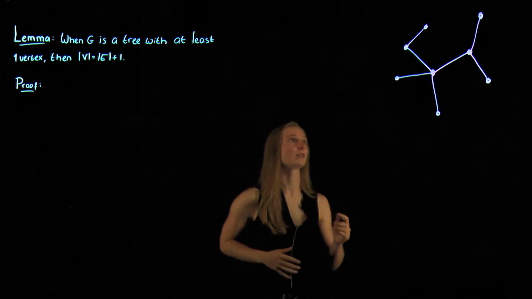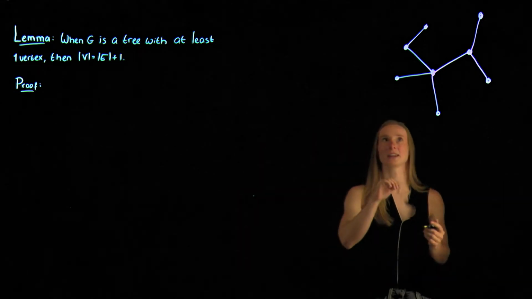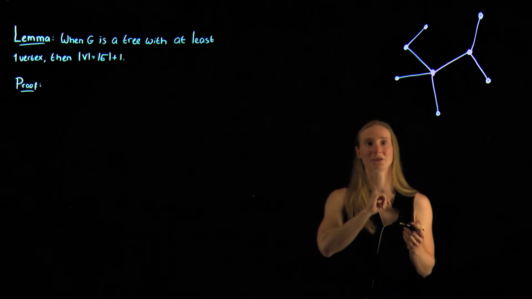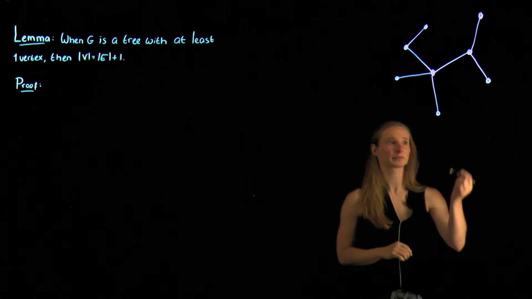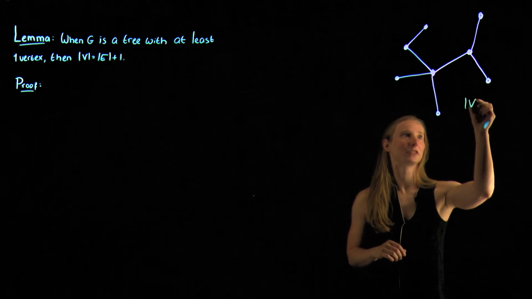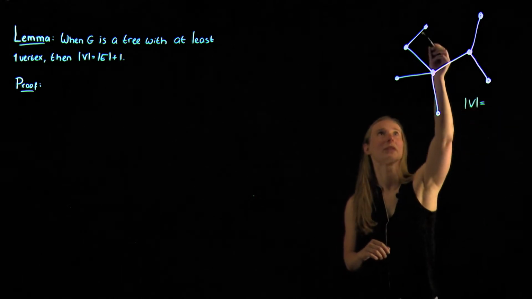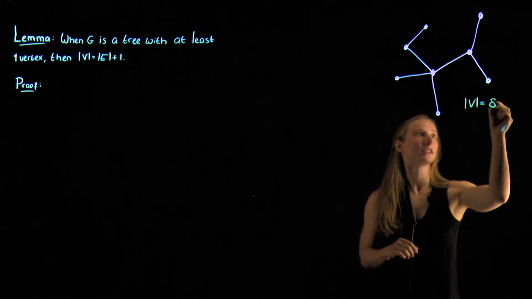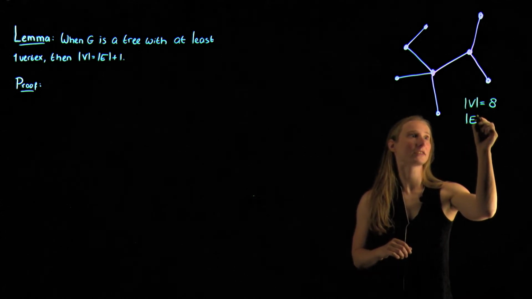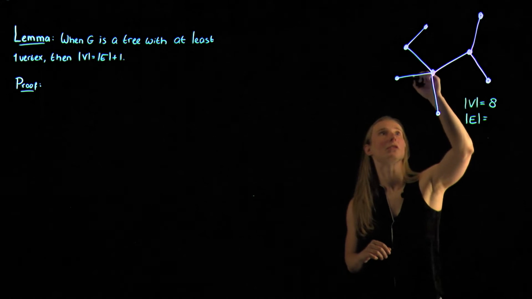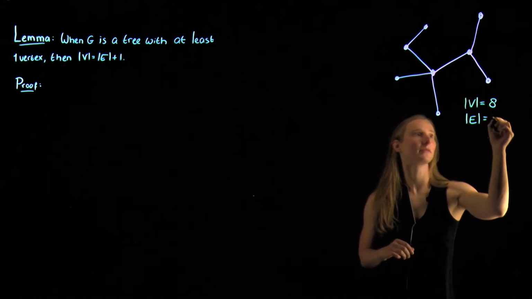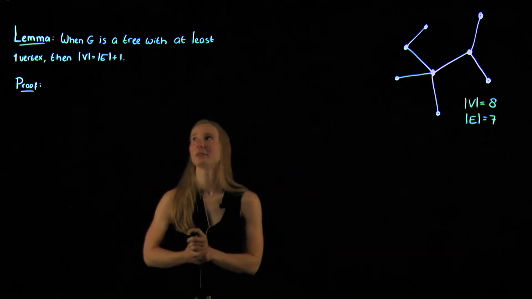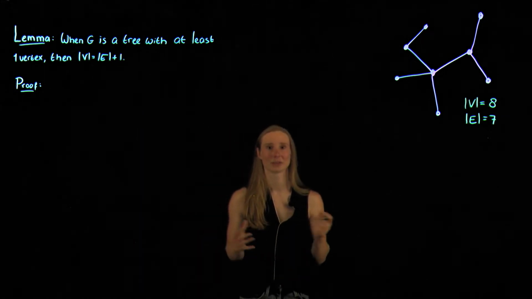So let's first take a look at this example tree that I drew here. You can easily see that there are no cycles here, so it's indeed a tree. Let's first count the vertices here. We have 1, 2, 3, 4, 5, 6, 7, 8. And the number of edges is 1, 2, 3, 4, 5, 6, 7. So for this example, we indeed have that the number of vertices is the number of edges plus 1.